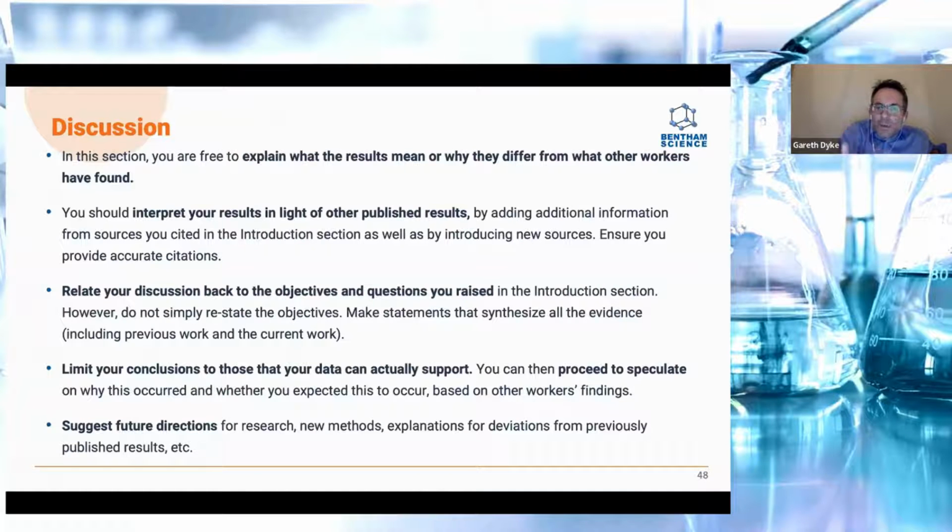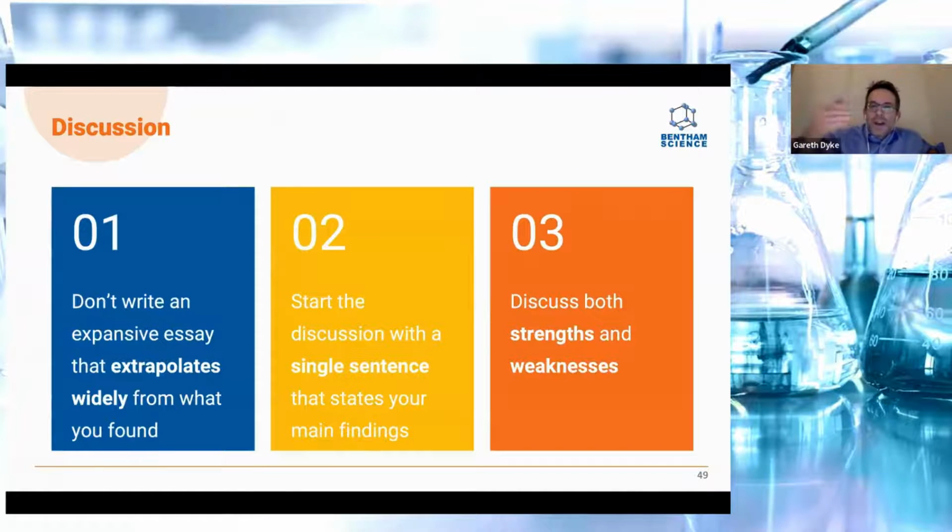Limit your data to what you can actually support and suggest future directions for research, new methods, explanations. Go further in your study. Put new directions in so that other people have to cite you, so that other people have to use and cite your work in their later studies. We don't want to see an expansive essay that goes all over the place, extrapolating wildly from what was found.